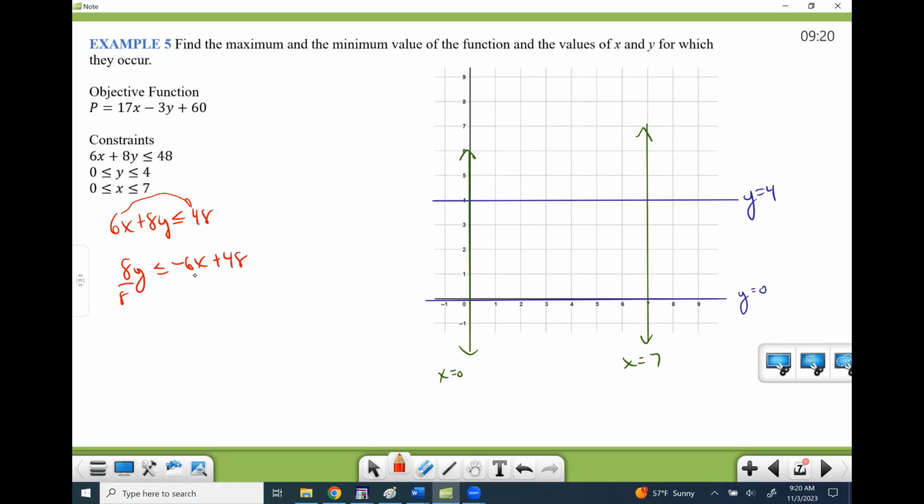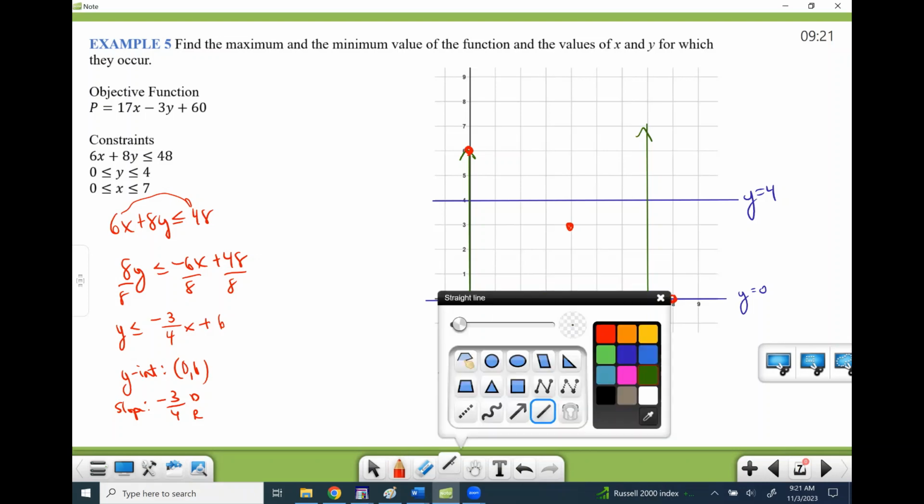And then we'll divide by 8 to everybody. So we get y is less than or equal to, this reduces by 2 to negative 3/4 x, and 48 divided by 8 is 6. So we know that our y-intercept is going to be 0, 6, and then we know that our slope is negative 3/4. So we'll go down 3, right 4, down 3, right 4. And this is also going to be a solid line.